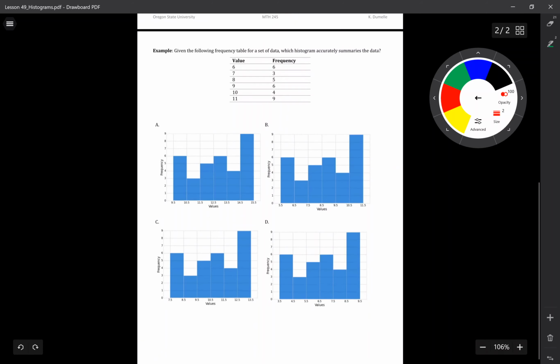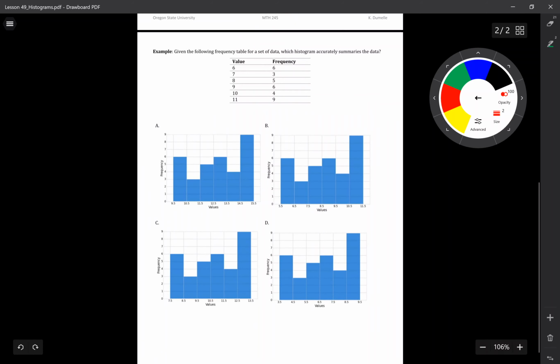And then we have another example. Given the following frequency table for the set of data, which histogram accurately summarizes the data? So we have values 6, 7, 8, 9, 10, and 11, and then we have all of these frequencies as well. So I want the value 6 to have frequency 6, but it appears that none of my values have 6 labeled on the graph.